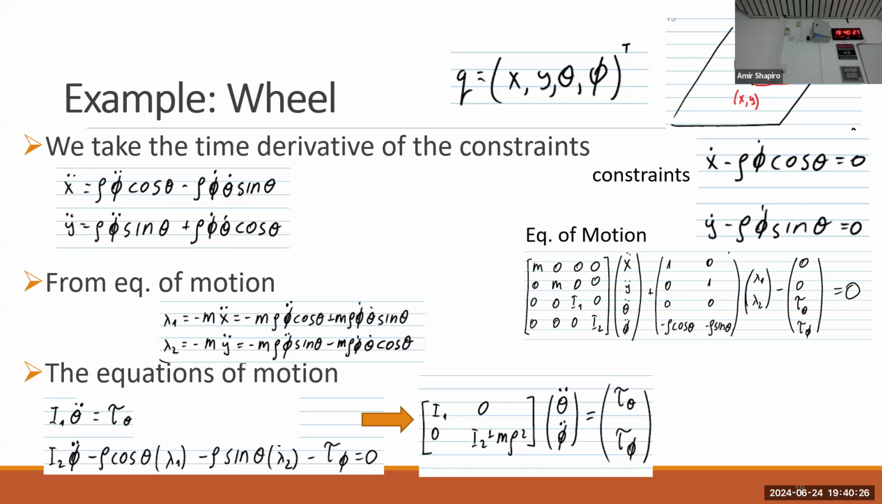And this becomes the equation of motion only in theta and phi. So this is kind of nice, that from the 4 degrees of freedom, we got to equations of motion of only theta double dot and phi double dot. And if we want to find what is x double dot and y double dot, we can simply calculate from here and get all the dynamics.